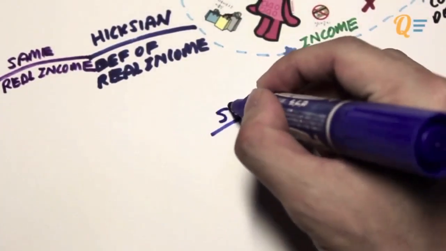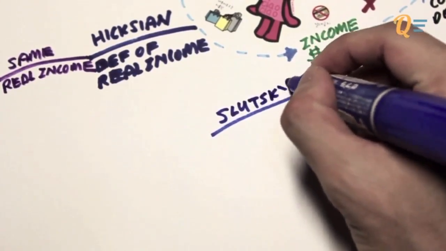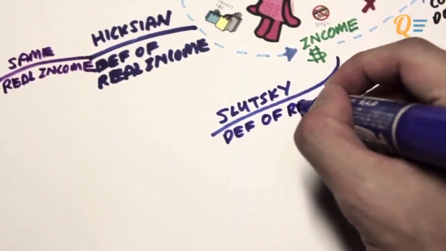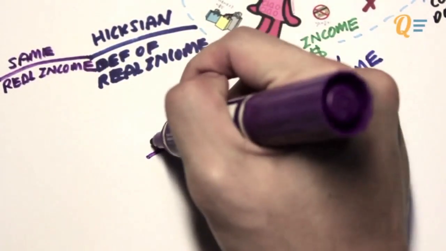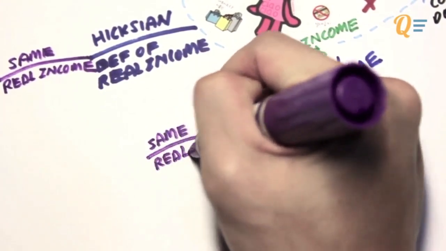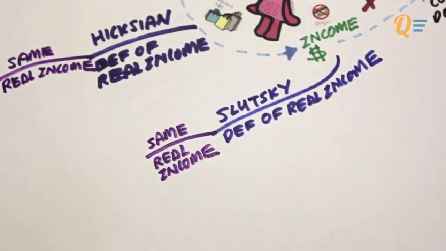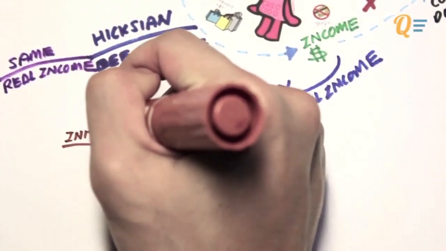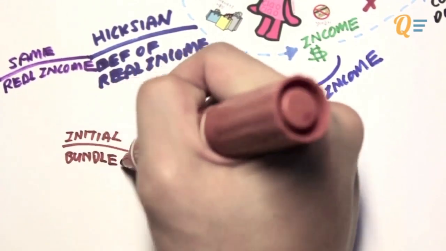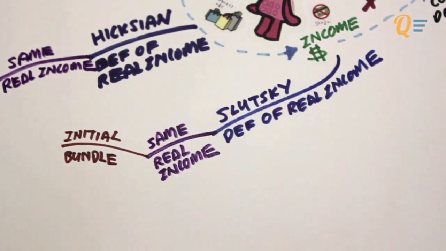So what's going to happen next is that I'm just going to very briefly touch on the Slutsky definition of real income. Well, you're not going to be tested on this much, so I'm just going to touch on this a little bit so that we complete the syllabus. So for Slutsky, his definition of real income is to get the individual back to the same quantity that he was consuming. So you have to bring this individual to the initial bundle of X and Y that he initially was.